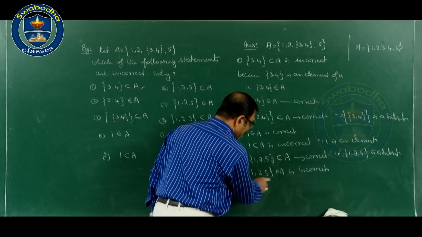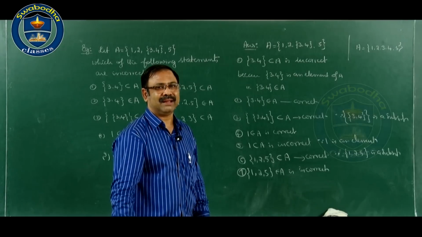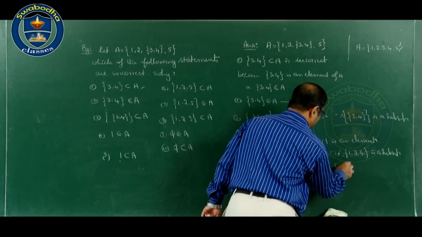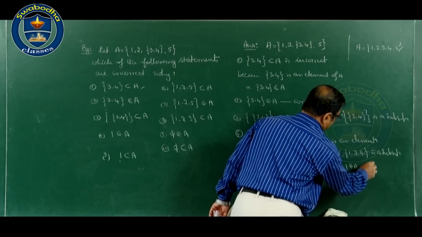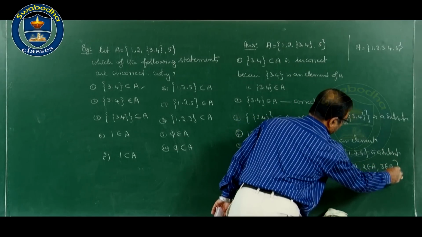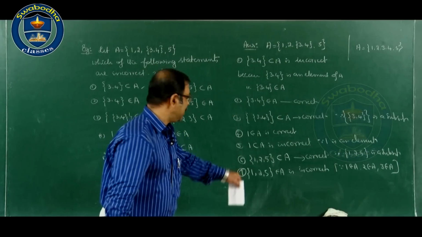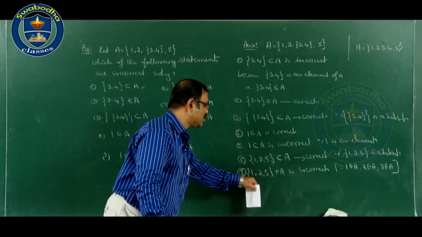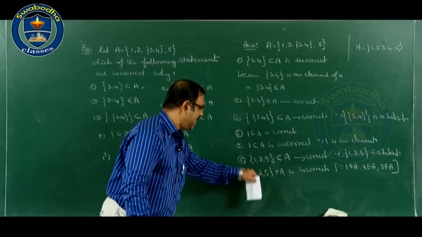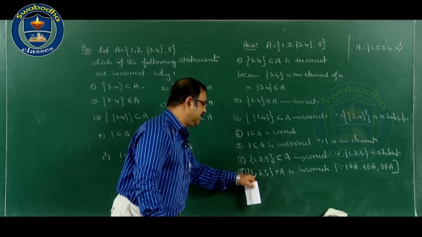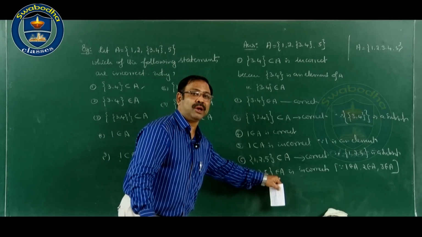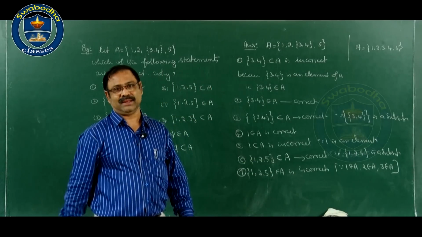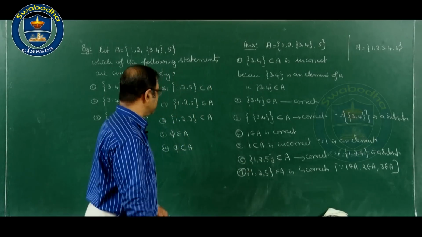Because it represents a set, that's why it is not correct. I can say 1 belongs to A, 2 belongs to A, 3 belongs to A. They are elements. But when I write {1, 2, 5}, it is not an element, it is actually a set. It is a subset. Subset or set, it is not belonging to A. We can always say a set is a subset of A. Therefore that notation is wrong.